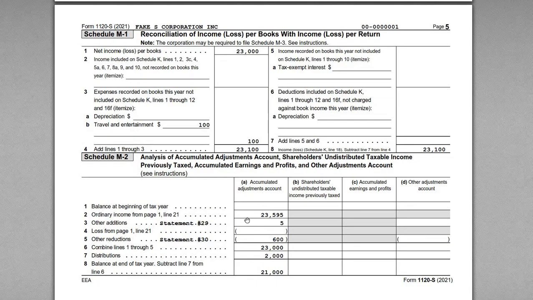Now, ordinary income from page 1, line 21, pretty straightforward, right? Go look at page 1, line 21. That's the amount of ordinary income or loss that is being recorded within the S-Corp and is ultimately going to be allocated to the shareholders. And then line 3 are those other items of income that would be separately stated. So other additions in this case, we just have that $5 of interest.